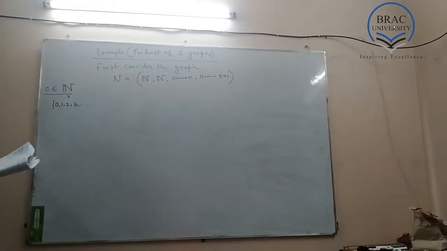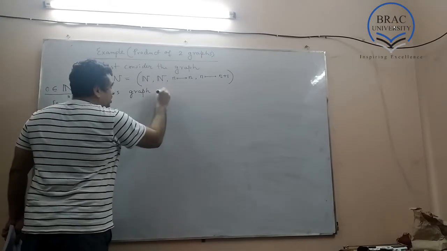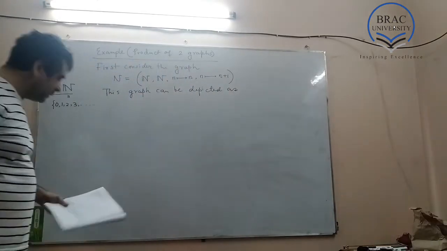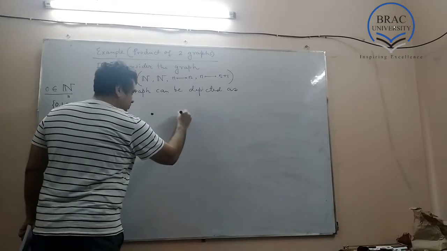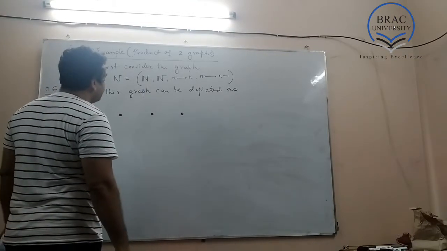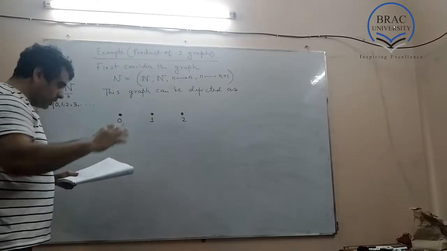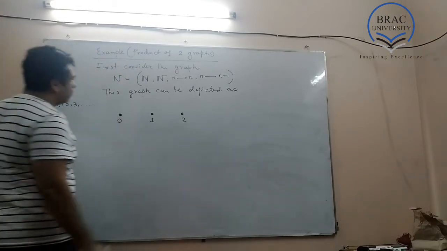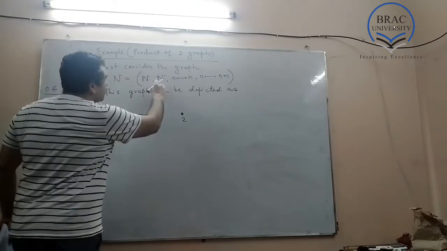This is the graph. So this graph can be depicted as follows. See that the vertices are denoted by the elements of the set of whole numbers. So the first starts with 0, then 1, then 2, and then goes on. And the arrows are also labeled with the elements of the set of whole numbers.